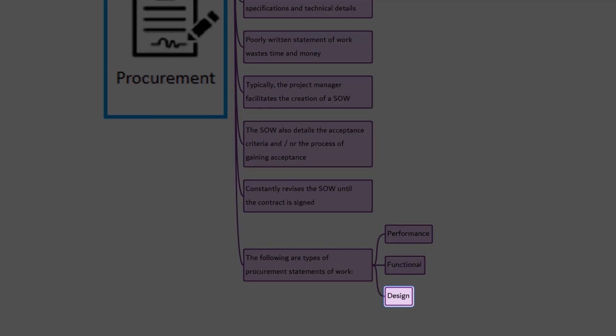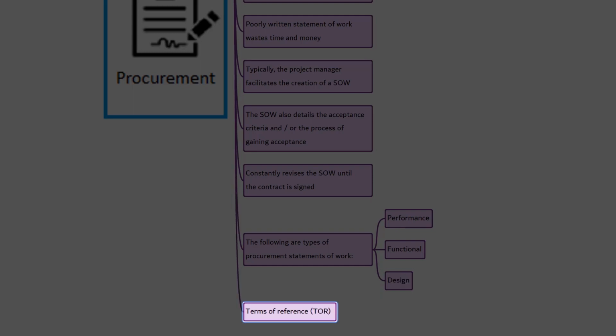The next is design. This type conveys precisely what work is to be done. It includes the material to be used and an explanation of how the work should be completed. Design procurement statements of work are most commonly used for construction and equipment purposes. For example, build a garage exactly as shown in the drawing using 53 grade cement.